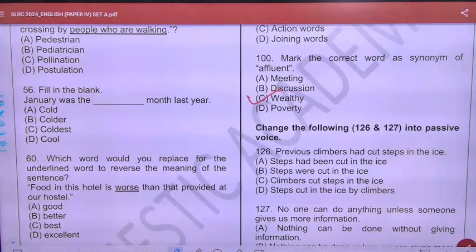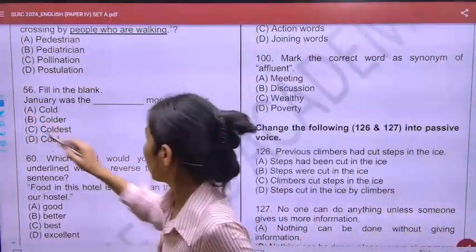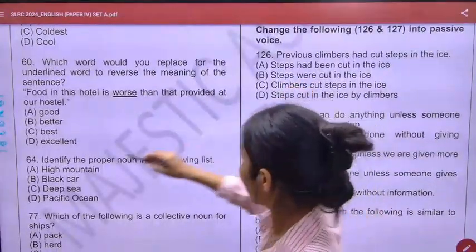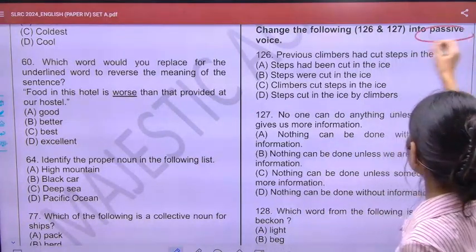Okay, next one, question number 126 and 127. It says we have to turn the sentence into passive voice. We learned active and passive voice in class. Let's see what they are asking. Question number 126 says previous climbers had cut steps in the ice. Options given are: steps had been cut in the ice, steps were cut in the ice, climbers cut steps in the ice, and steps cut in the ice by climbers. So they are asking to change the sentence into passive voice.